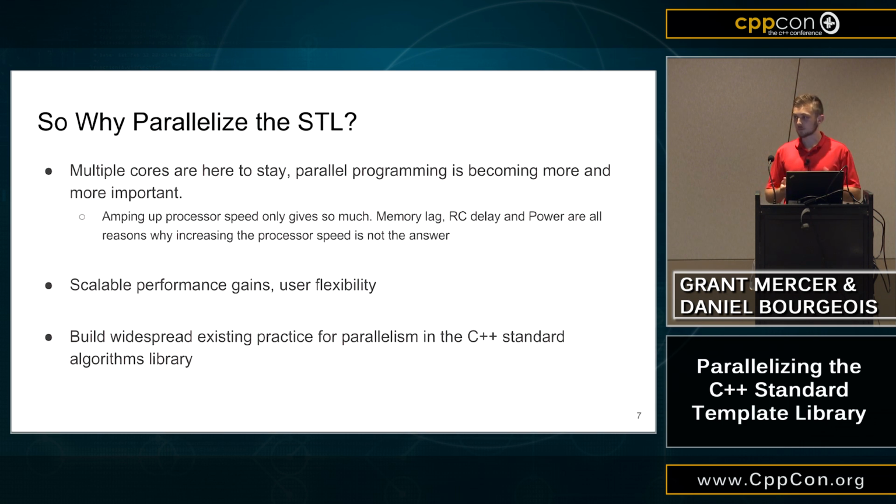And we want to build widespread existing practice for parallelism in the C++ standard template library. And this is because we're seeing new languages like Rust, Go, and Swift all putting parallelism inside of their core library features. And I think it'd be really cool if C++ could keep up with these other languages and also add some existing practice for parallelism.